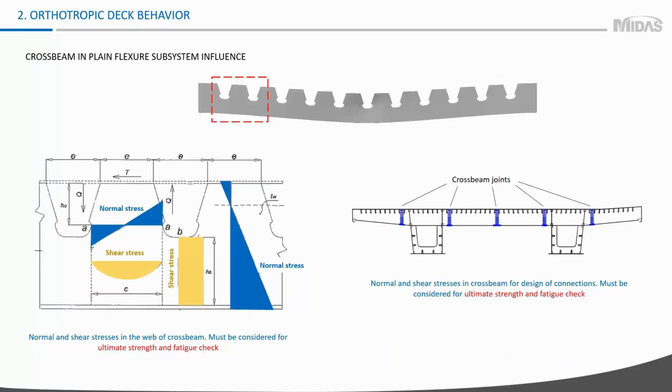The next subsystem is cross-beam flexure. Because of existence of cutouts in a cross-beam, the sections are different along this cross-beam. And you have to calculate normal and shear stresses in a section between cutouts, and normal and shear stresses in vertical section of cross-beam. This is all necessary for strength check. Additionally, you need to provide bolted or welded joints in a cross beam. And here you have to provide both a strength check and fatigue check.